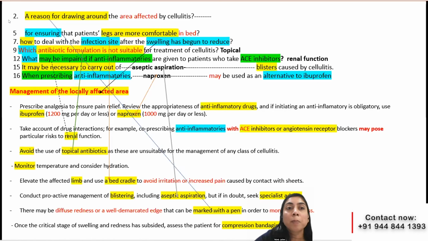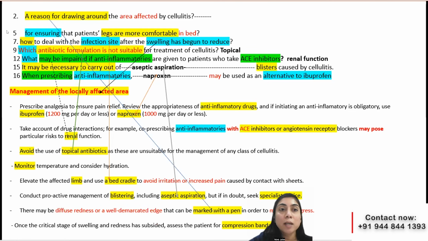So here the question, it may be necessary. So it's not sure, it's not a must to do. It may be necessary to do aseptic aspiration. So here conduct proactive management, you must do the proactive management of blistering, but including aseptic aspiration, it's not a must, it may be necessary. That's why the answer is aseptic aspiration. Yes, ma'am. Yeah, so this one is before the answer, but if in doubt, seek specialist advice, because this is about the aseptic proactive management. If there is a doubt, ask for specialist advice.